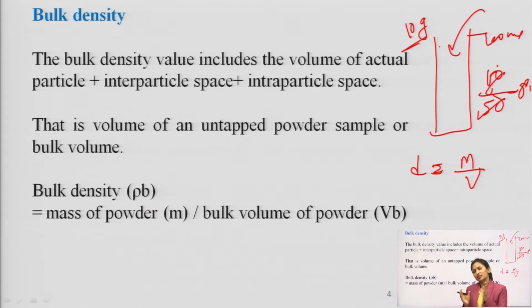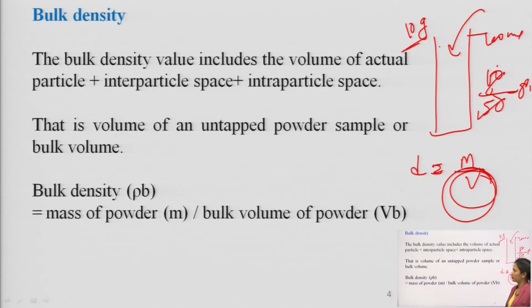All the densities are the same in that they all have mass upon volume. So what is the difference among all these densities? The difference is in their volume, because you can't change the mass. You can't change the weight, so the volume changes in each. So the difference among bulk density, tapped density, true density and granular density is just because of the difference in their volume.